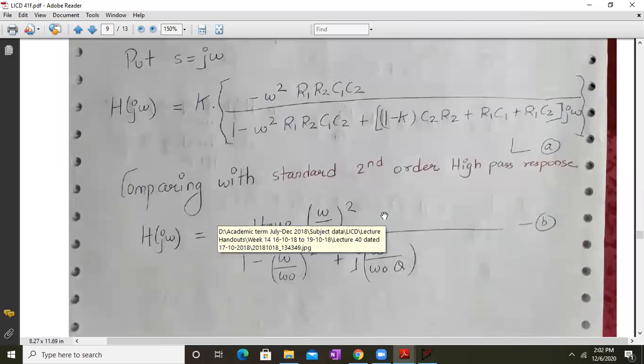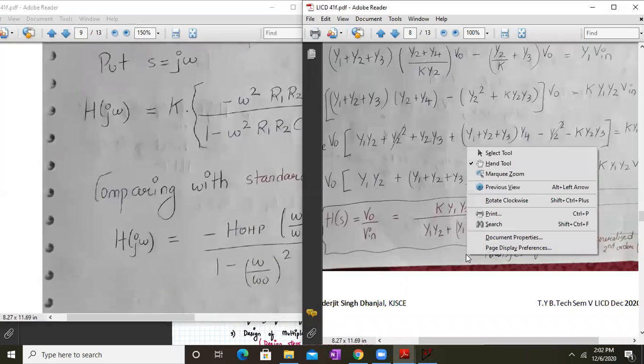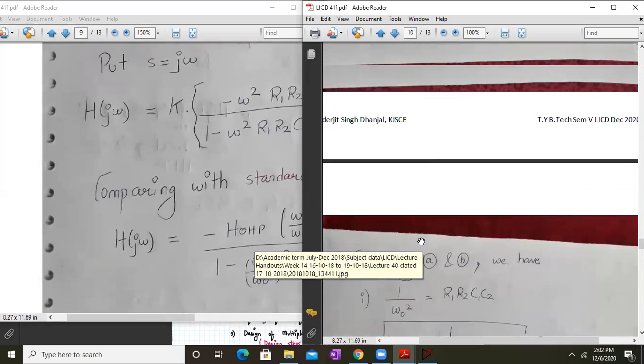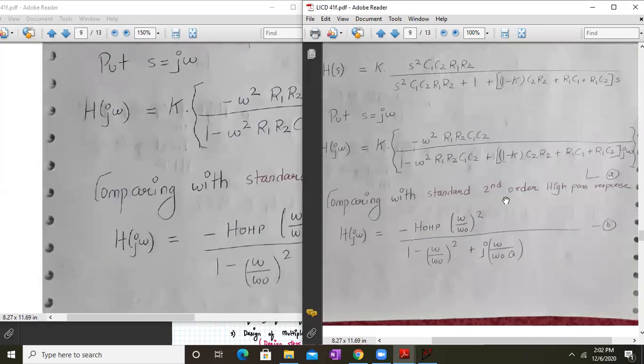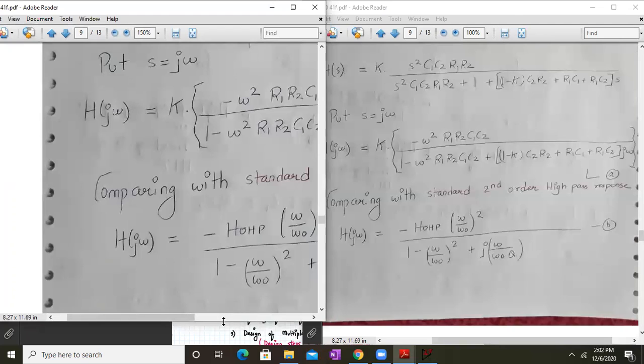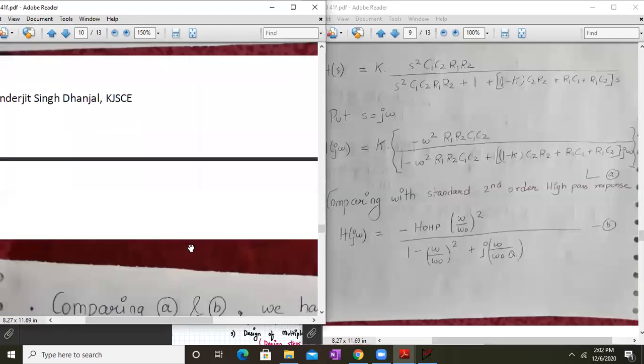Okay, so we need to compare equation number A and B. So after comparing equation number A and B, we'll get the following. So let me show it to you, equation number A and B over here. Okay, so we can deduce the following from it.